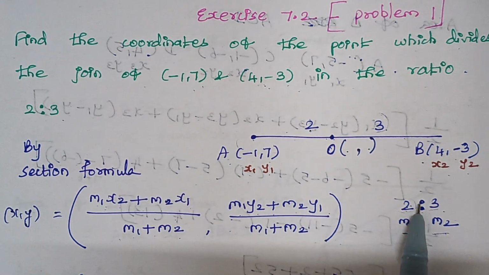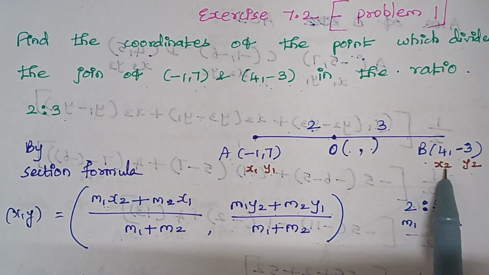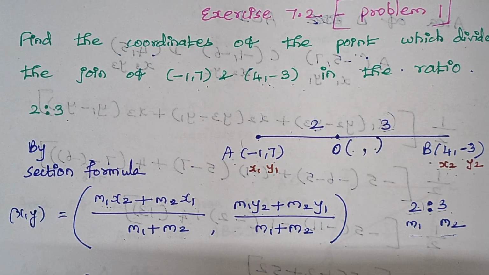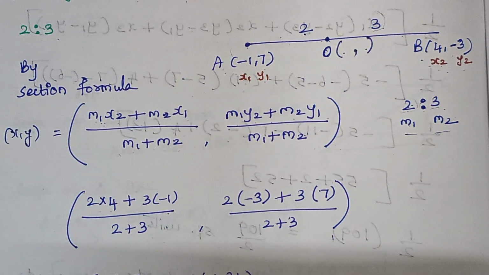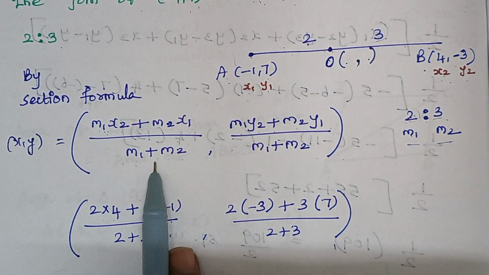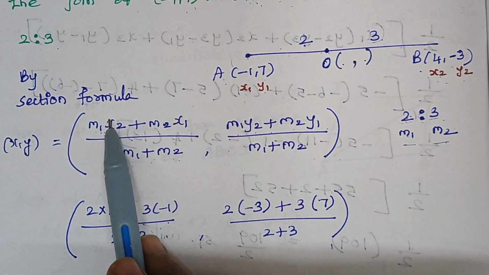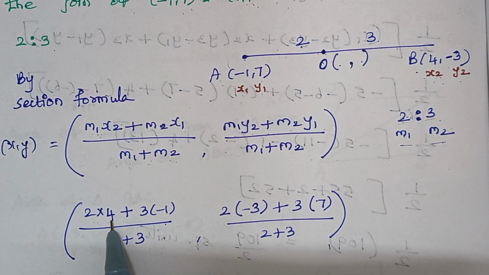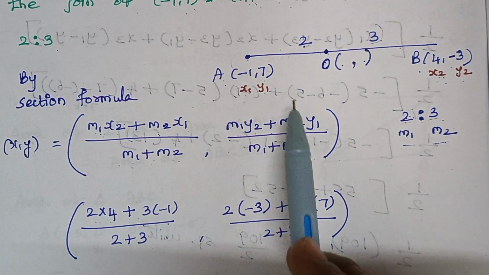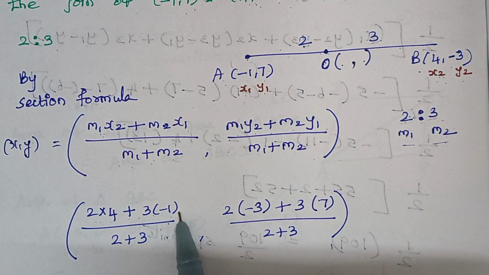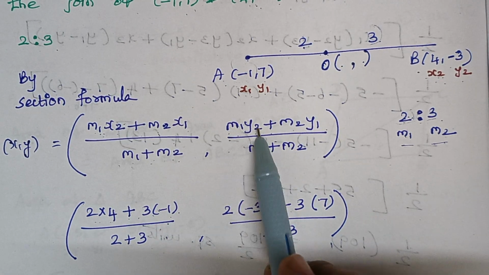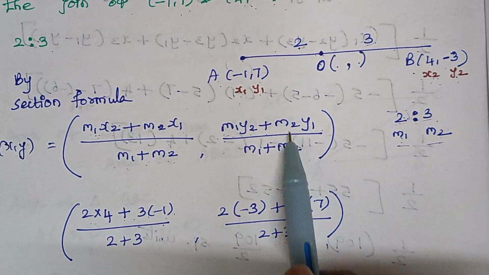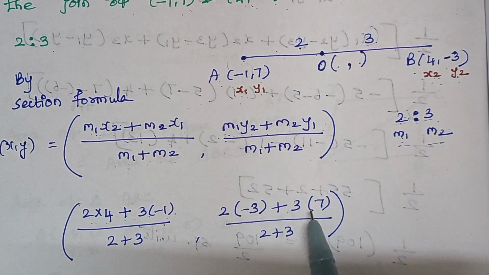So what is m1? m1 is 2. So 2 into what is x2? x2 is 4. So 2 into 4 plus m2 is 3 and x1 is minus 1. So here I am going to substitute the values. So m1 plus m2 is 2 plus 3. So m1 into x2, m1 is 2, x2 is 4, so 2 into 4 plus m2 is 3, and x1 is minus 1, so 3 into minus 1. The next thing here is m1 y2. So m1 is 2 into what is y2? y2 is minus 3 plus m2 is 3, and y1 is 7.